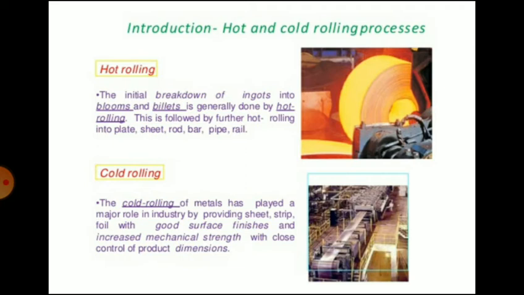In a cold rolling process, the metal has played a major role in industry by providing sheet, strip and foil with good surface finishes and increased mechanical strength with close control of product dimensions. In a cold rolling process, the material is worked below recrystallization temperature. So that is called a cold rolling process. You will get better surface finish and close dimensional tolerances in a cold rolling process.